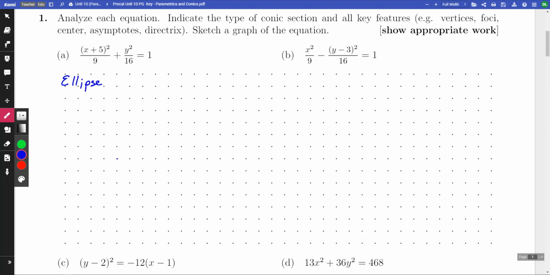So this is going to be an ellipse, right? And we know that our center is going to be at the point x negative 5, y 0. For b, we have x squared minus a y squared, so we know that this is going to be a hyperbola. And I know that for this one, my center is going to be x 0, y 3.